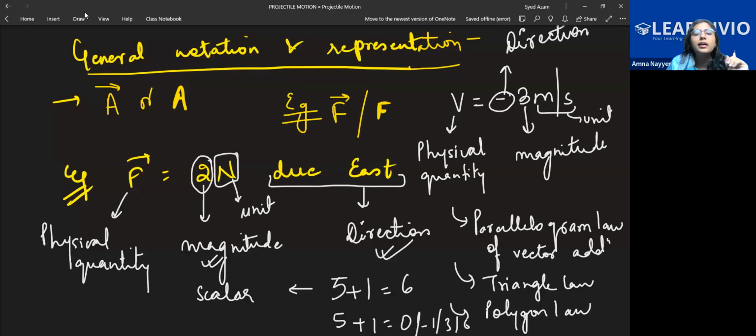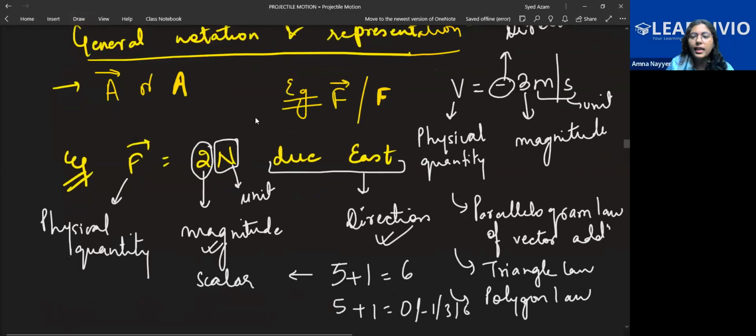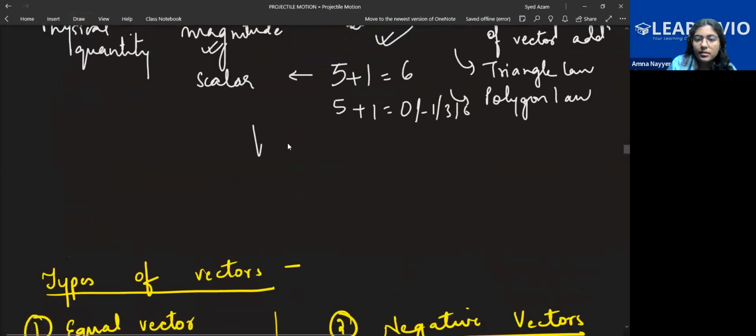Then you have the unit vectors and the magnitude of the vectors. See, when we are calculating the vector, this is what can happen here. And this is the general notation or representation of vectors. In some books you can find it like this, in some books you can find it another way.